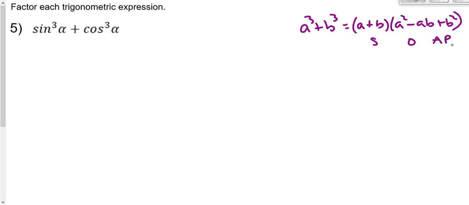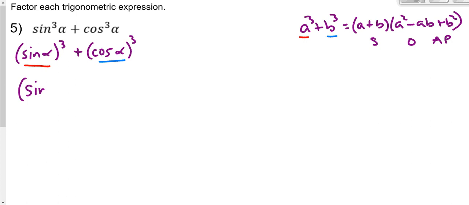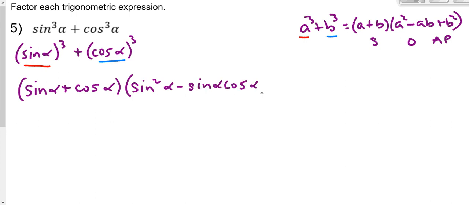Okay, so this problem is the sine of alpha cubed, we just don't write it that way, plus the cosine of alpha cubed. So sine of alpha is our a, and cosine of alpha is our b. So the first thing we get is a plus b, sine alpha plus cosine alpha. And the next thing we get is a squared, sine squared alpha, minus ab, so minus sine alpha cos alpha, plus b squared would be plus cosine squared alpha.